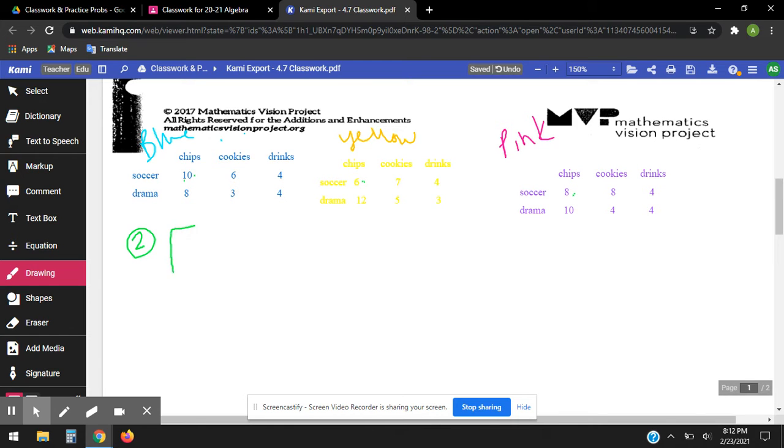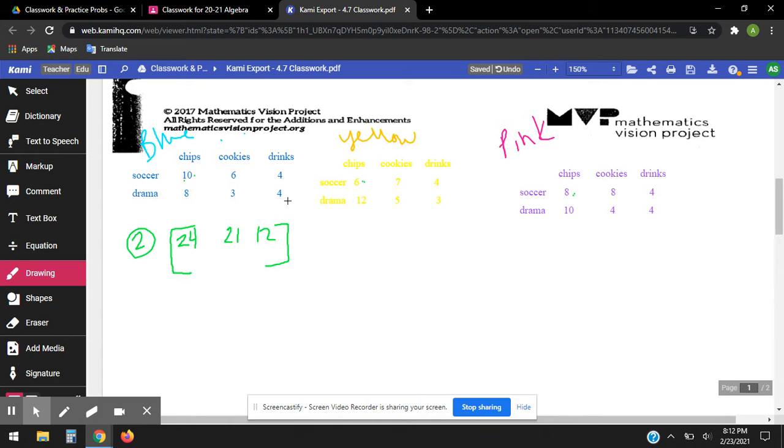And we're going to write this in what's called matrix form. So the top left, notice how chips and soccer is the top left of each of these boxes. So that's going to be the top left of our matrix. Now we're going to add the cookies together. So 6 and 7 and 8. Well, that's 14 plus 7. That's 21. So I'm going to put that one in the middle. And then I'm going to do drinks. Drinks is 4 plus 4 plus 4, which is 12.